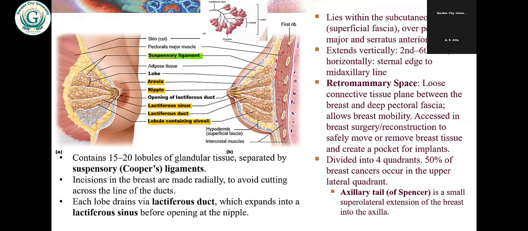Now, if you look at each lobe of the breast, it's drained by a duct, the lactiferous duct. Each lobe is drained by a lactiferous duct. And the lactiferous duct expands, this expansion here, we call the lactiferous sinus, before it opens at the nipple. So the lactiferous duct draining the lobe, then the lactiferous sinus, then opens at the nipple. Okay.